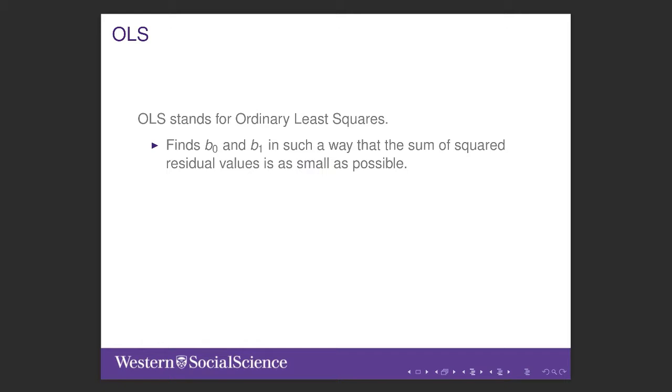In OLS regression, we choose values of B0 and B1 in such a way that the sum of squared residual values is as small as possible. That is, for each value that we would pick of B0 and B1, we'd be able to calculate the residuals and then square and sum them up. OLS chooses the values of B0 and B1 that make that sum as small as possible. Another way of thinking about it is that OLS chooses B0 and B1 so that the points are on average as close as they can be to the line.